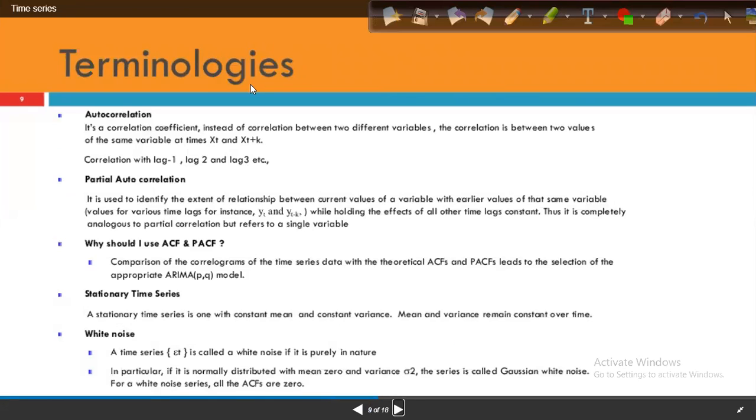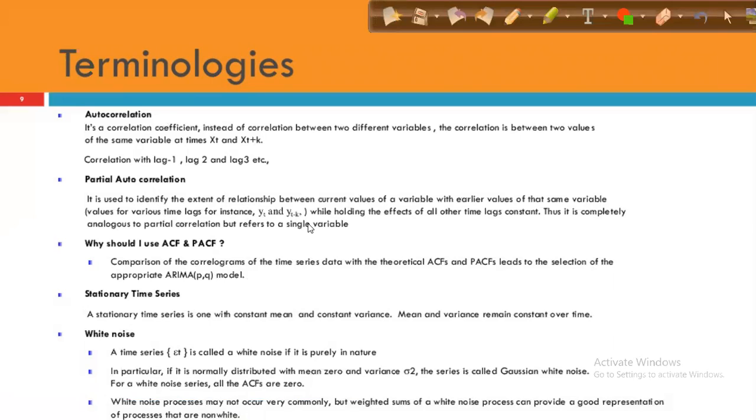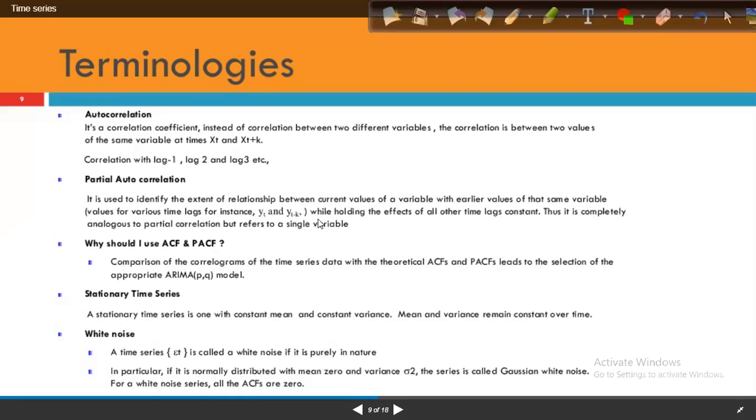Let us try to understand the terminologies: correlation, autocorrelation, and partial autocorrelation. We'll be using ACF and PACF correlograms, the charts using which we'll identify the optimal value for the AR component and the MA (moving average) component. Don't worry about these things. I will explain them and give a demo in R so that you'll be able to understand. It's a very simple one.